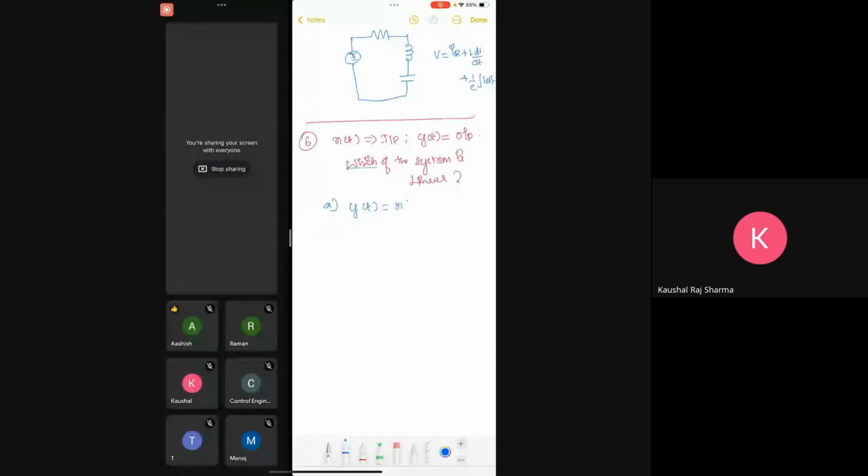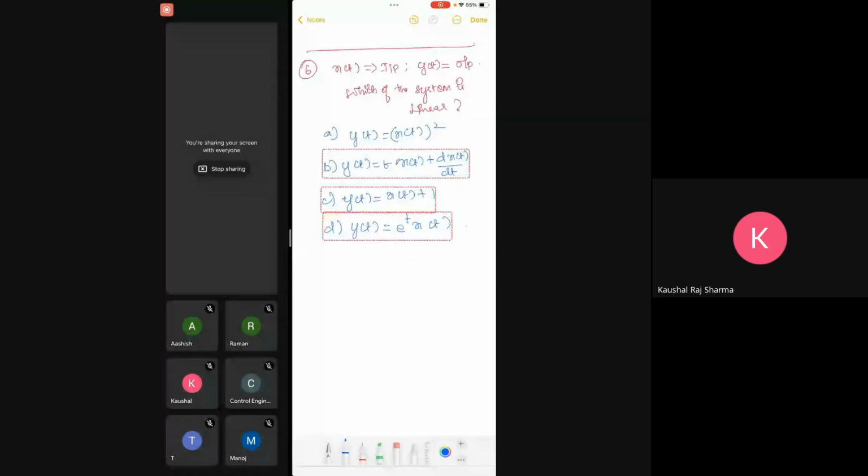Option A would be y of t equal to x of t whole square. Option B would be y of t equal to t into x of t plus dx of t by dt. Option C would be y of t equal to x of t plus 1. D is y of t equal to e power t x of t. Right. It is going to be a little lengthier problem. We have to solve all the options one by one using the superposition and homogeneity principle, and we have to see which of the following systems are linear.